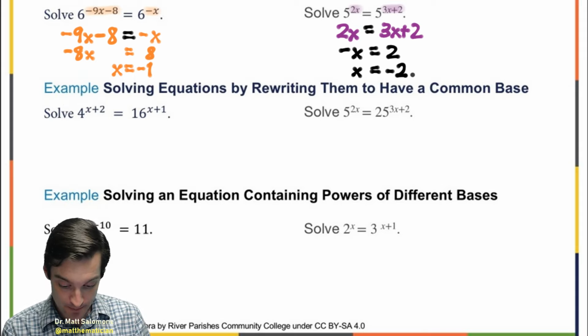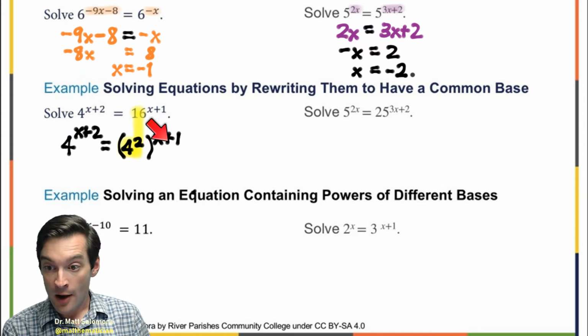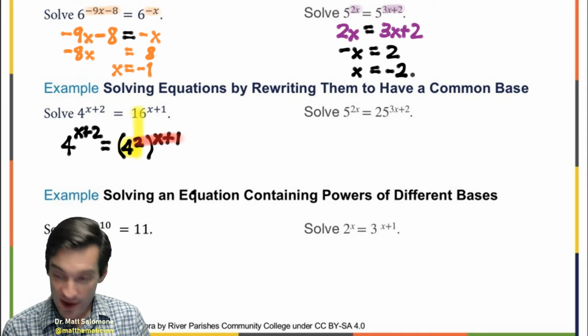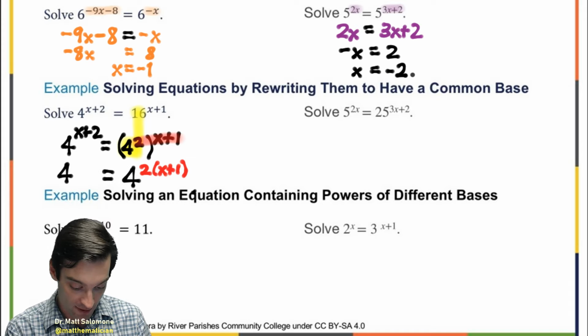And so one strategy, the one that I prefer whenever we can use it, is just to replace 16 by its equivalent power of 4. And 16 is just 4 to the power 2. And the reason that that's good news is that now on the right-hand side, I have a power of a power, right? 4 to the power 2 to the power x plus 1. And when I have the power of a power, we know what to do with those exponents. We can multiply them. 2 times the quantity x plus 1 becomes my exponent on a single power of 4 on the right-hand side.